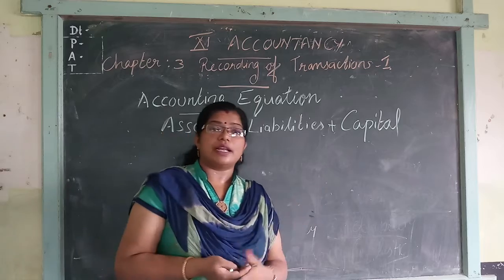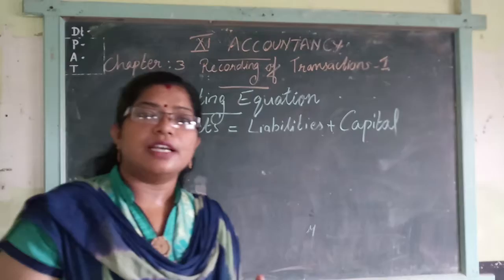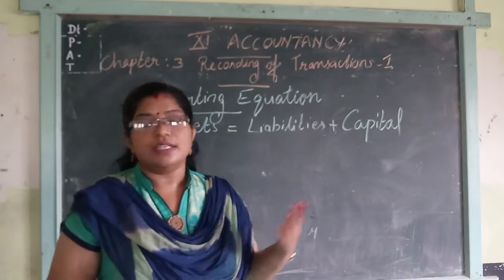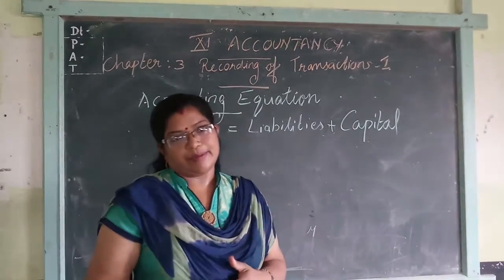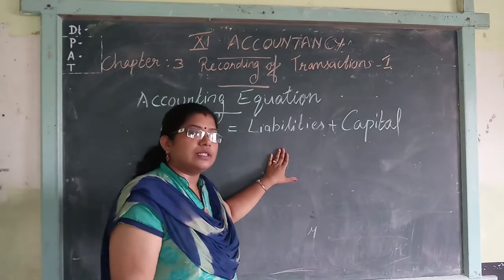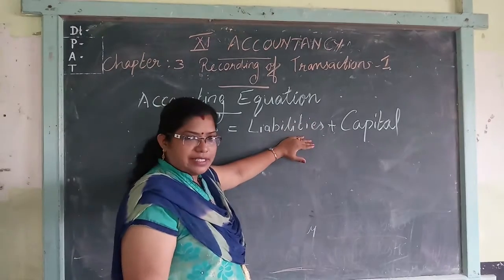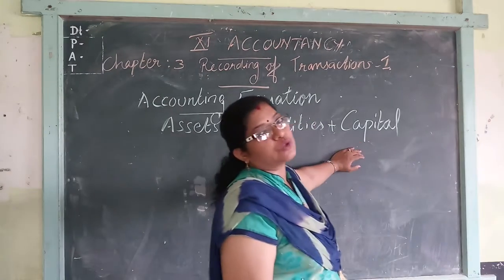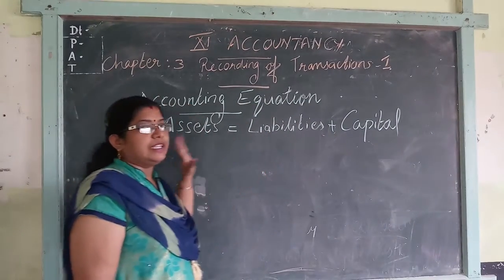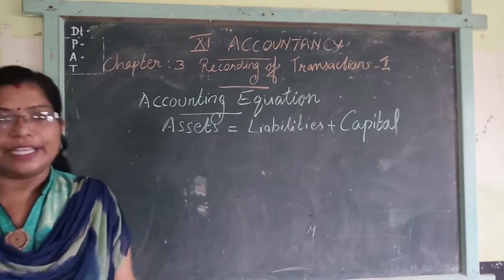Next are non-current liabilities. Another classification: for non-current liabilities, repayment will take more than 1 year or more than the operating cycle. That is called non-current liabilities. We can combine them: current liabilities plus non-current liabilities make the liabilities. Total liabilities plus the amount contributed by the owner, which is called capital, must be equal to the total assets of the business. That is the accounting equation.